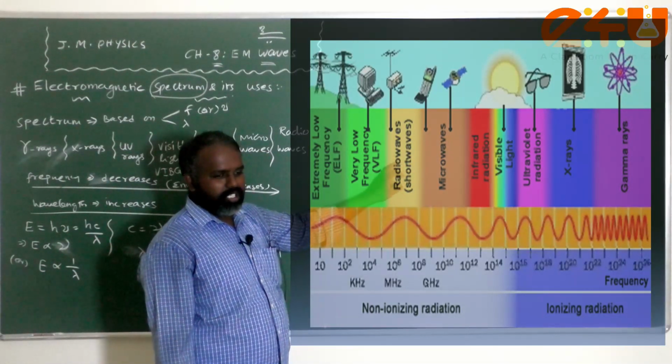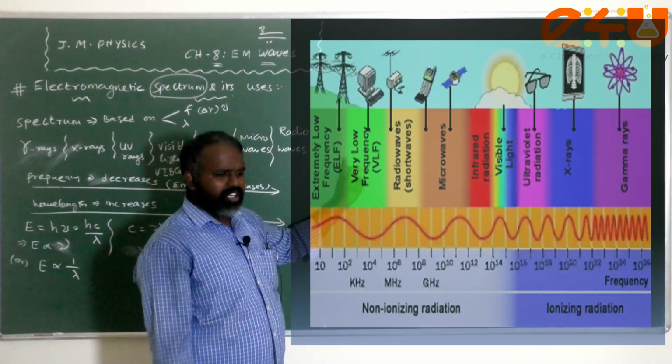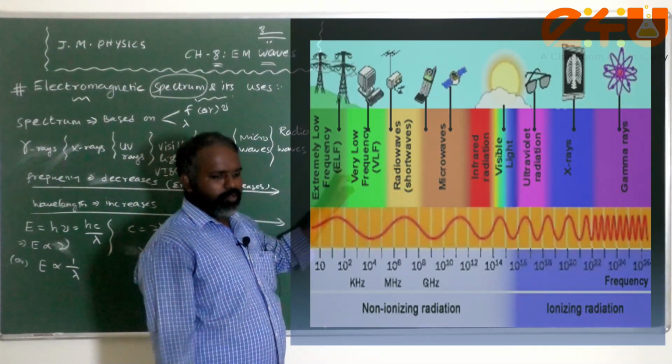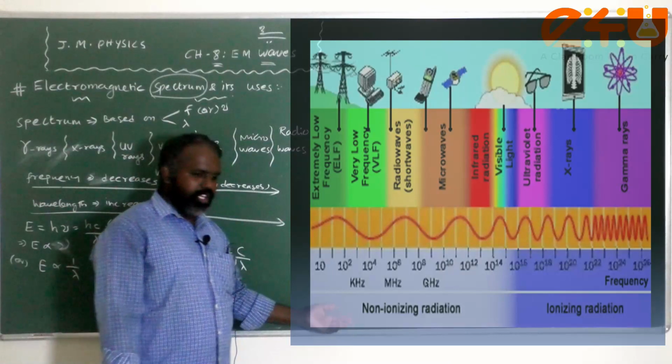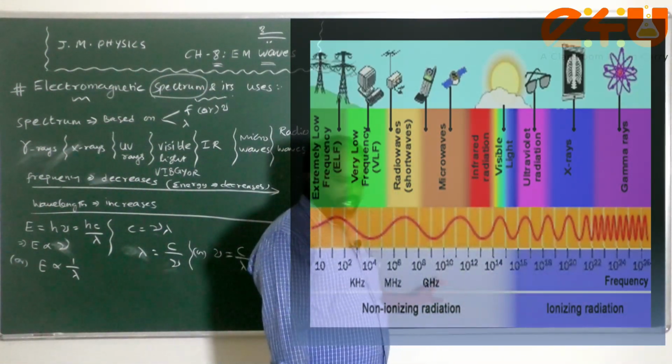What is that? The communication system, children. Yes, a mobile phone and the television or radio broadcast. For that purpose we are using them. And you just see this down. There are ionizing radiations and non-ionizing radiations.